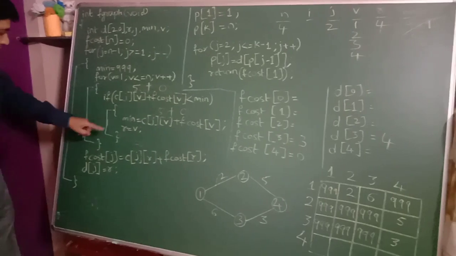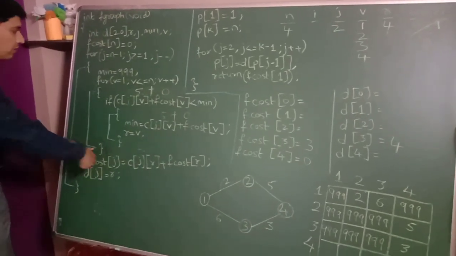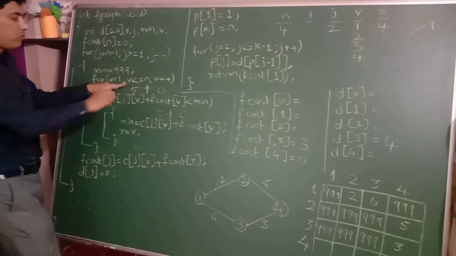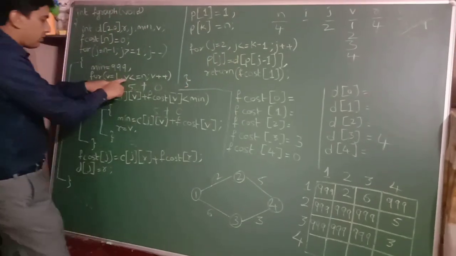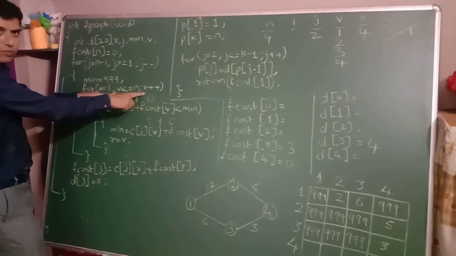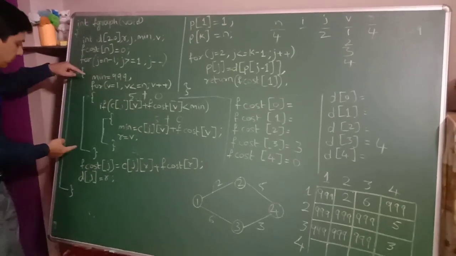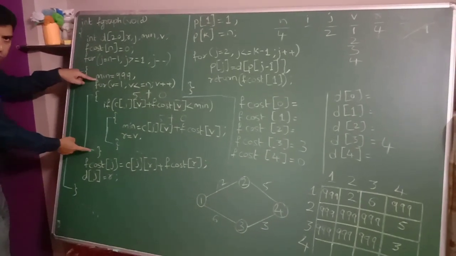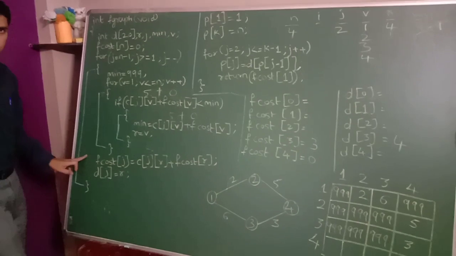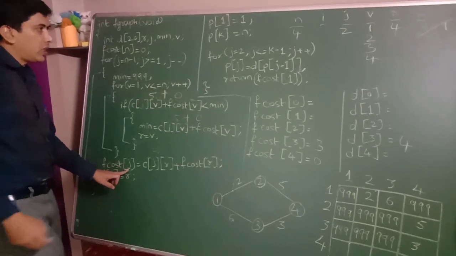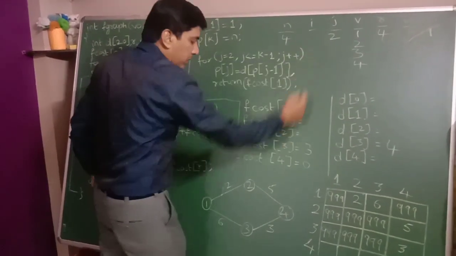Then afterwards, increment the value of v by 1. Now v will become 5, right? Is 5 less than or equal to 4? No, the condition will become false. Means the inner loop, it is going to come out from this loop, right? So f cost of j, j value is what? 2. Means I am referring here.